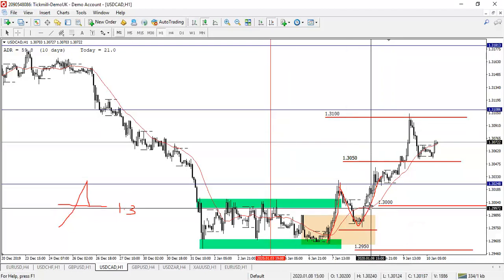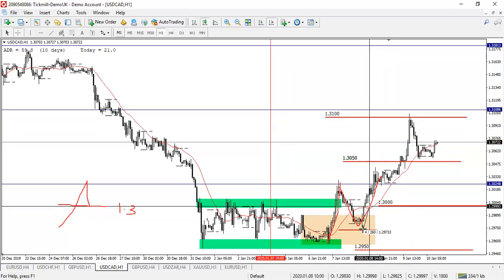So you would buy here, put a stop loss just below here, and then ride it up to 1.3050 or even up to 1.3100. The profit target is your own business.